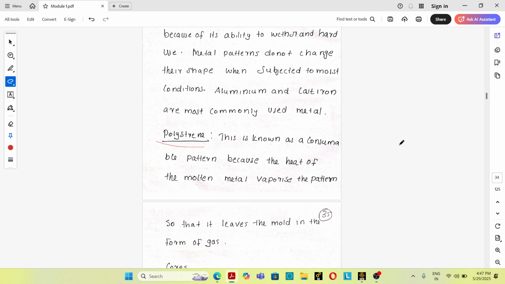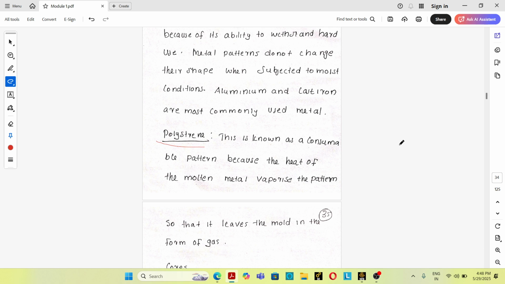The polystyrene pattern used for the polystyrene casting process is a consumable pattern. It is known as a consumable pattern because when the molten material contacts the pattern, it vaporizes, leaving a cavity in the mold. So there is no need to remove the pattern from the mold in the case of polystyrene. All other patterns should be removed. Into that cavity the molten material will be filled.